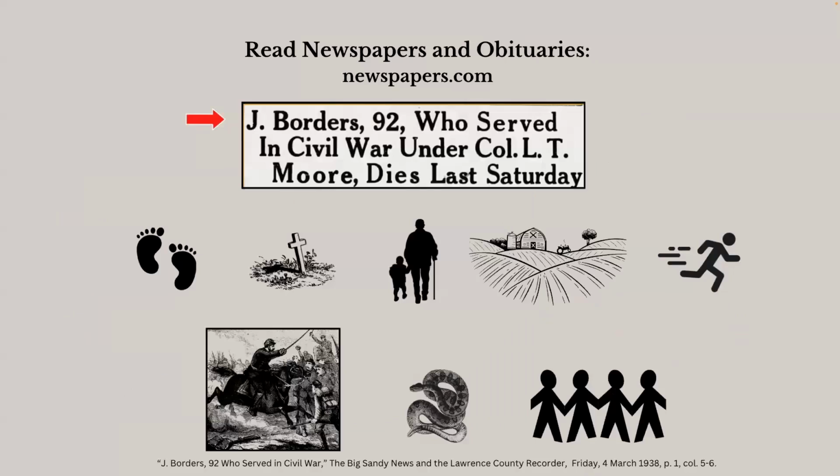Here's one of my ancestors that I found in newspapers.com. I want you to see the headline, J. Borders, 92, dies last Saturday. I'm pointing to the J Borders so you'll remember to search in multiple ways for your Civil War ancestors. Abbreviations were common in the South, so nicknames, middle names, and different spellings are common. Sometimes it's best just to search for the last name in newspapers.com and narrow it with a year and a state if you're not sure about the first name.